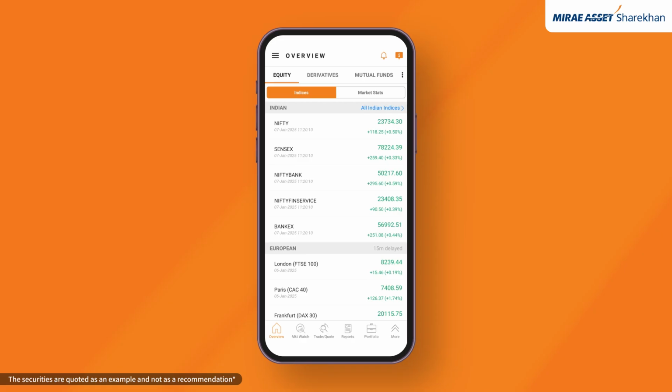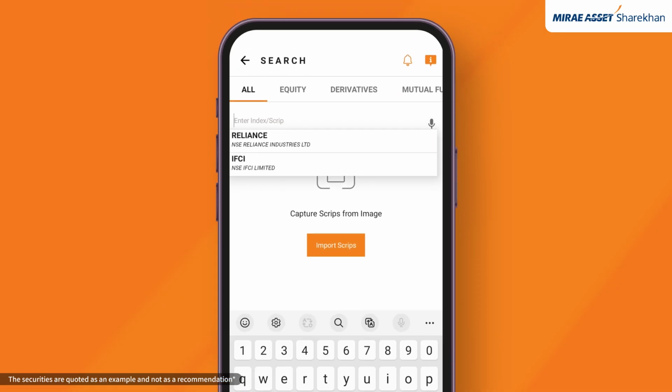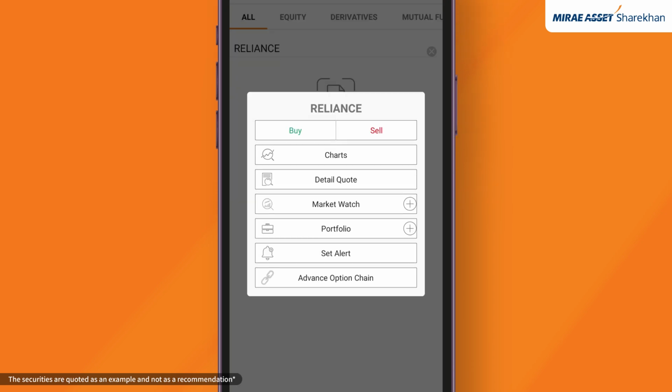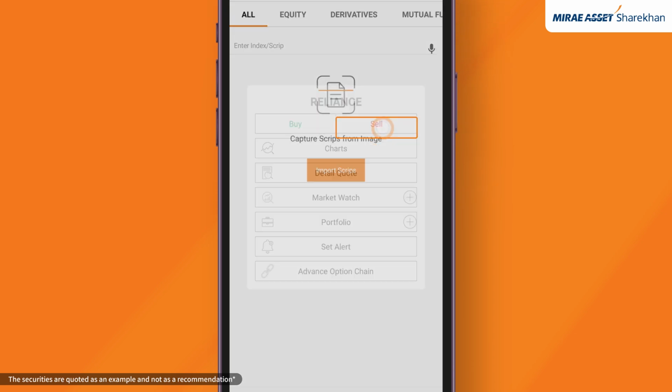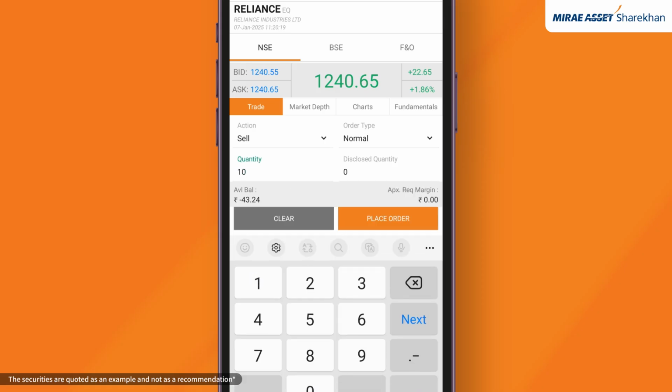How to place a stop loss order? Let's assume you have Reliance shares in your demat account and you want to place a stop loss sell order for them. Step 1. Select Reliance and go to the sell order section. Since it's a stop loss for 10 shares, enter the quantity as 10.